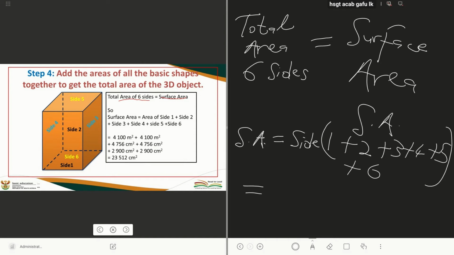When you look at that formula, there is the formula that you get for surface area when you're doing it operationally. Then we substitute there. Side 1, 4,100 centimeters squared. Then 4,100 centimeters squared. You add it to 4,756 centimeters squared plus 4,756 centimeters squared. Then you add 2,900 centimeters squared plus 2,900 centimeters squared. It gives us a value of 23,512 centimeters squared.